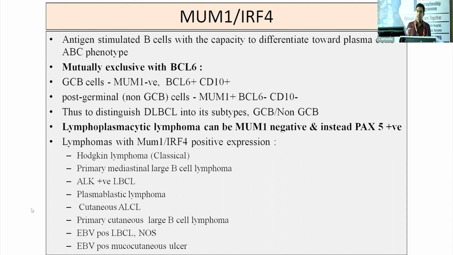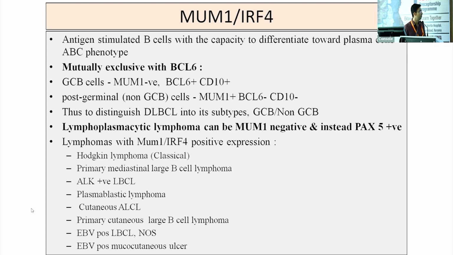So the activated B cell type of DLBCL will be positive for MUM1. So these are positive in post-germinal center. Post-germinal center will be negative for CD10 and BCL6, which are markers of germinal center, and MUM1 will be positive. Similarly, lymphoplasmacytic lymphoma can be MUM1 negative and instead PAX5 positive. Some exceptions are always there.